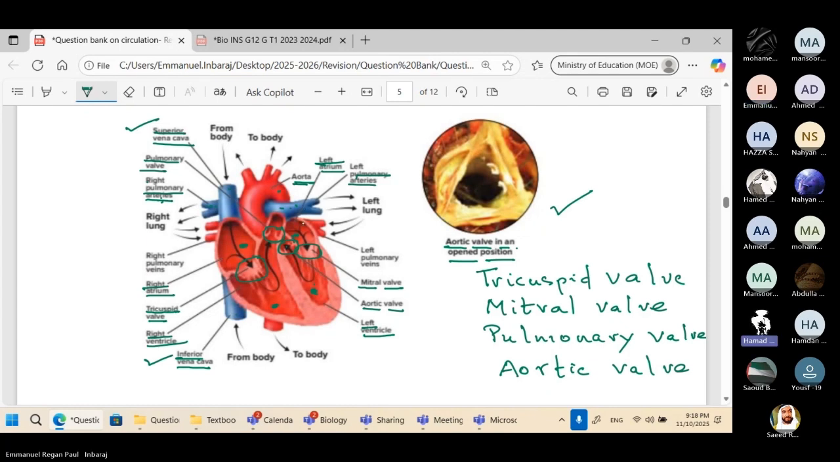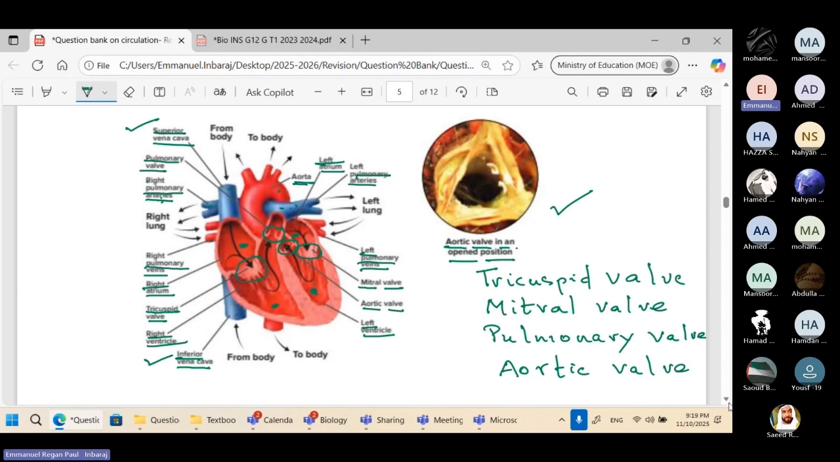Then look here. These two are called pulmonary veins. This is the right pulmonary vein, and this on the left side is the left pulmonary vein. All these parts you need to memorize. I know it's difficult, but over time, when you go on repeating these words, it becomes easy. So these are the parts of the heart.